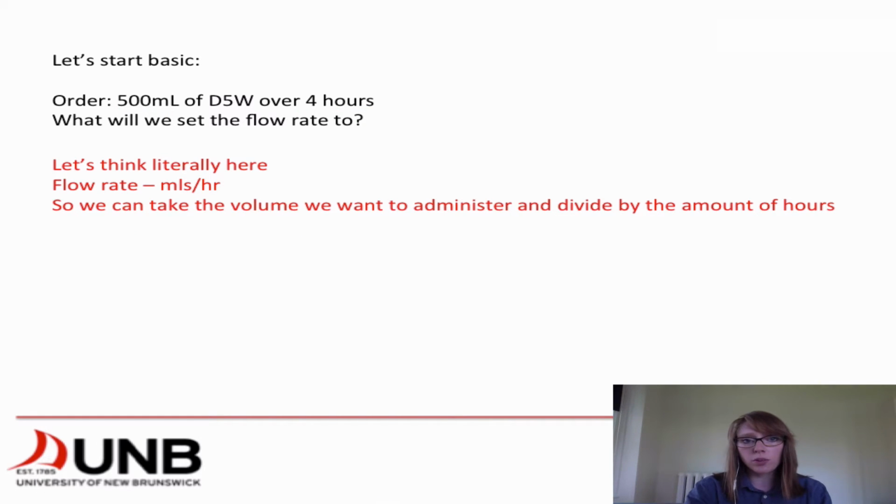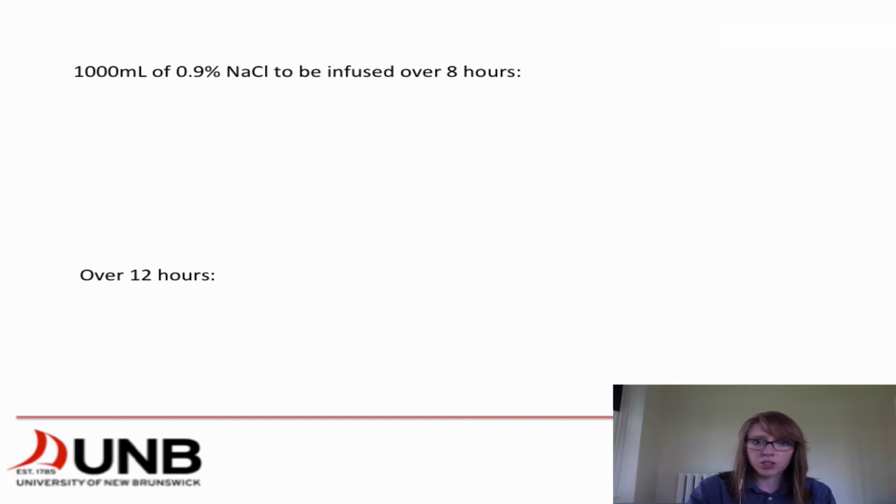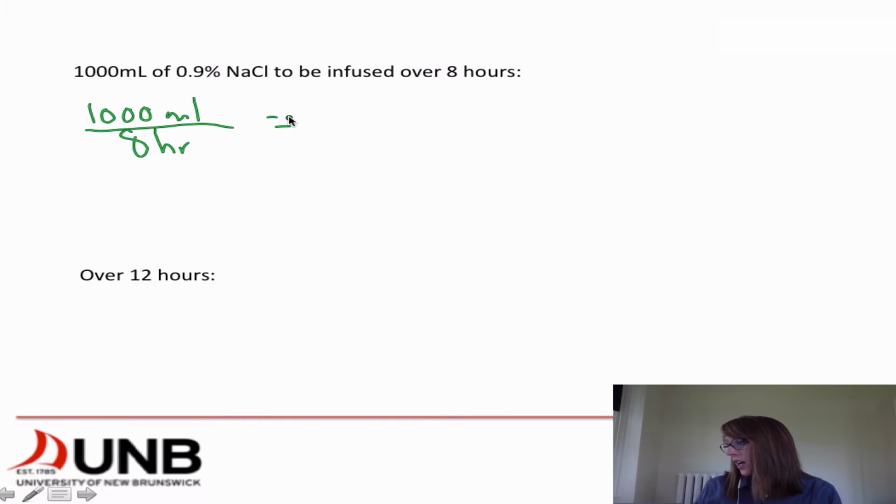So let's move on a little bit further. I mean, that's a pretty basic question, but we're going to do a few more so that I can really stick with you guys. So the next thing that we have is 1,000 mils of 0.9 normal saline to be infused over 8 hours. So again, we're taking our mils and we're dividing it by the amount of hours that we want to give it. So we have 1,000 mils over 8 hours. That means that we are also going to be setting our rate to 125 mils per hour. If you think about it, the last question was half the mils and half the time, so it makes sense that the flow rate would be the same.